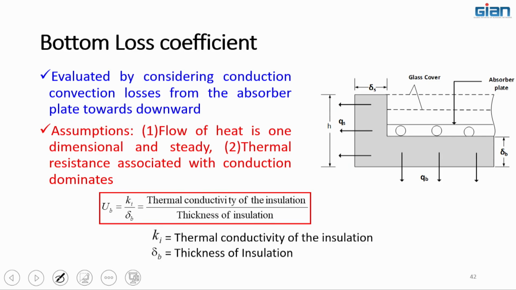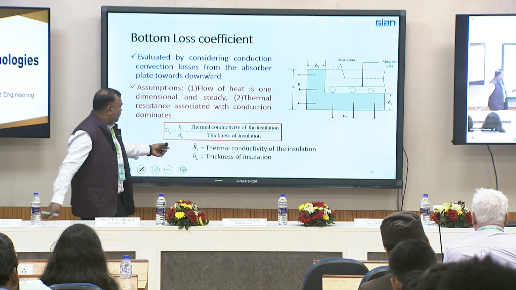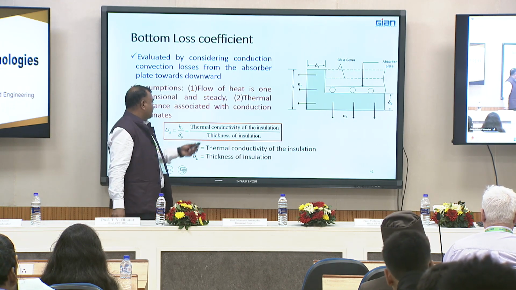So now we need to find out for the bottom and sides. For the bottom, if you know the thickness and conductivity of the insulation, then you can find out the bottom loss coefficient, and this is by considering convection losses from the absorber plate towards the downward direction. Its bottom loss coefficient can be found according to this expression.